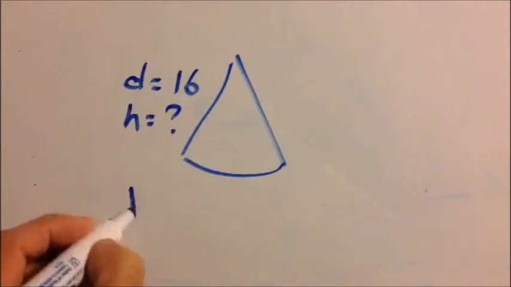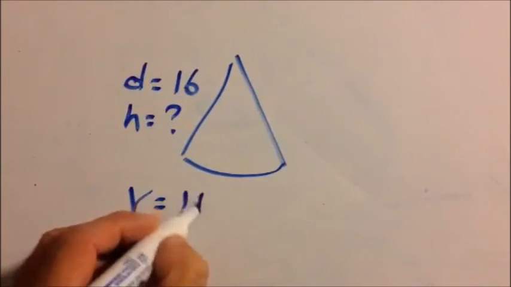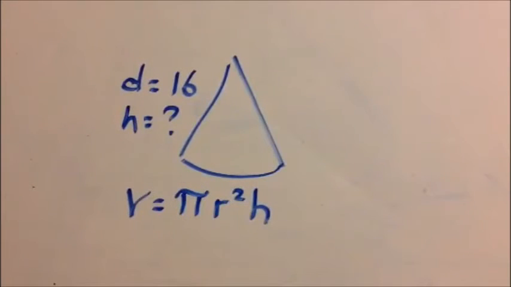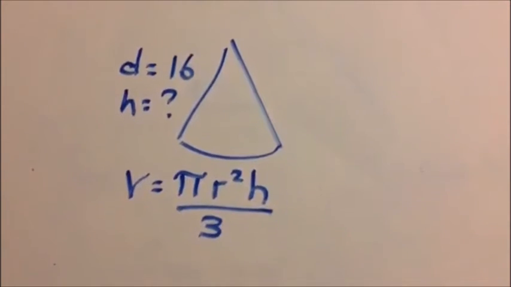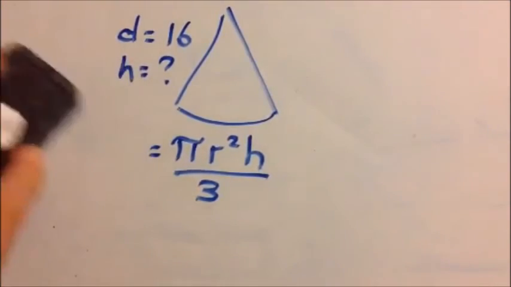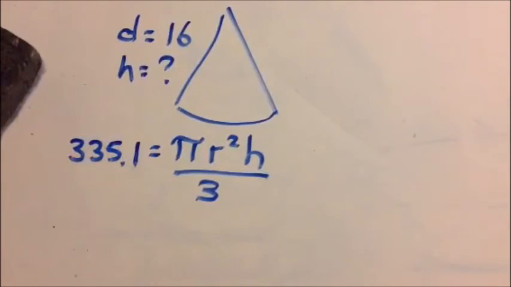So let's make our formula again. The volume, again, is pi r squared h. Remember, it's pi r squared h over 3. The only thing missing to solve this is you need the volume. You can't solve this without the volume. So let's say the volume, we'll just say the volume now, is 335.1.